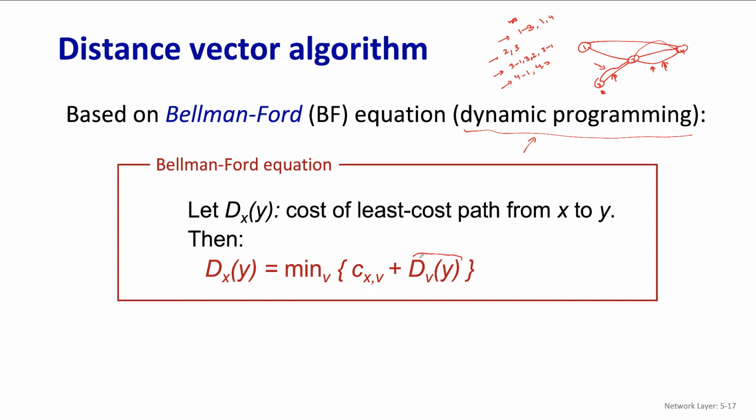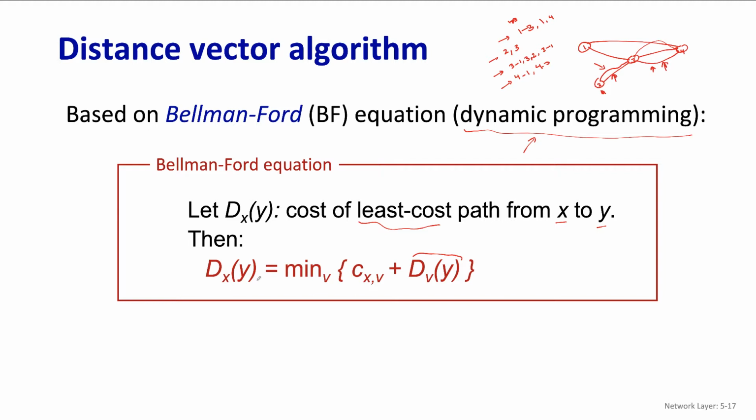You don't need to do it all from one end to another end. You will do it from one end to the next hop, and from the next hop it's already calculated to the other next hop. So that's what the Bellman-Ford equation is doing. Let's pretend we have x and y. We want to get the least cost path from x to y.